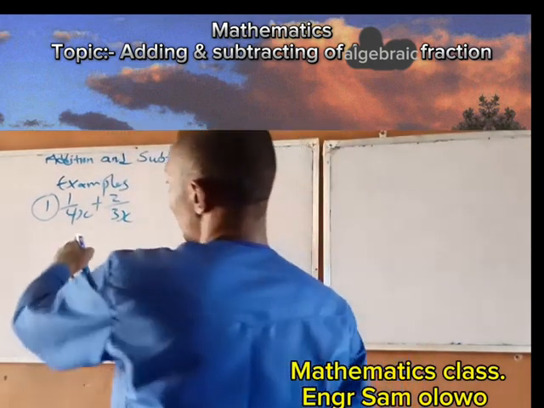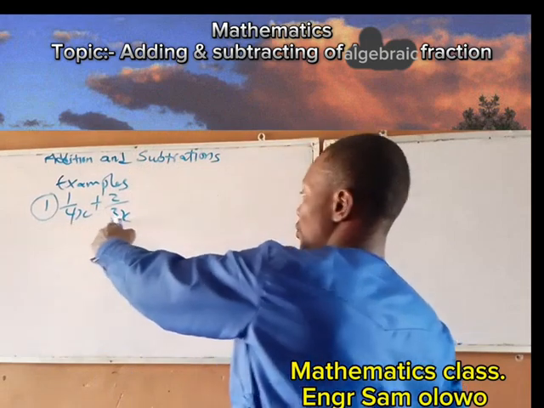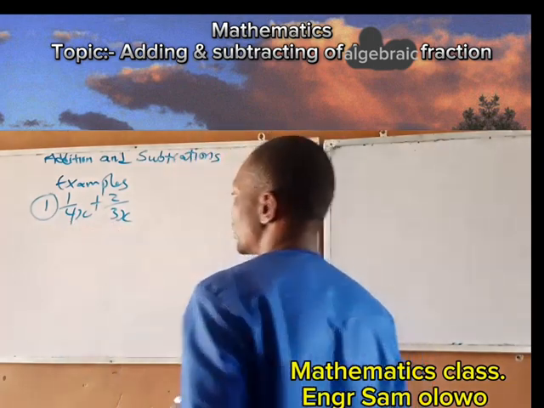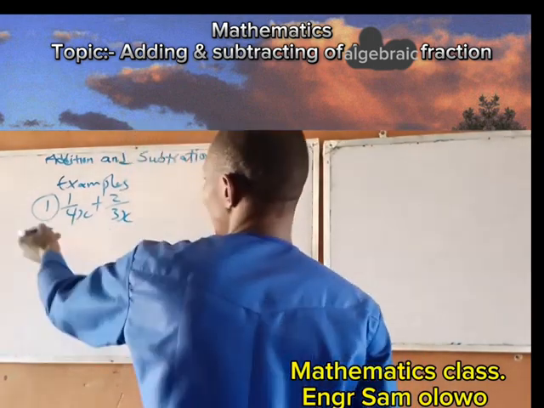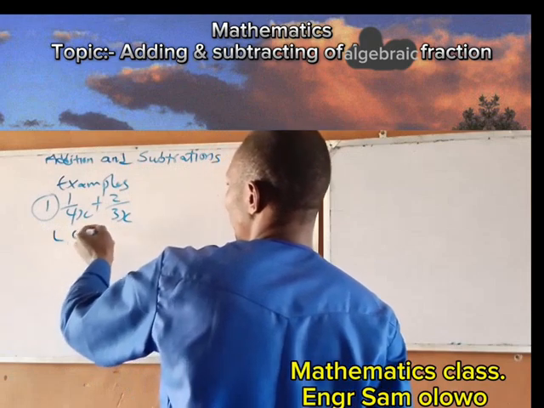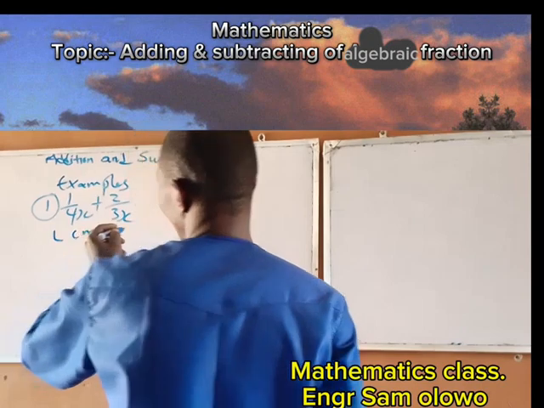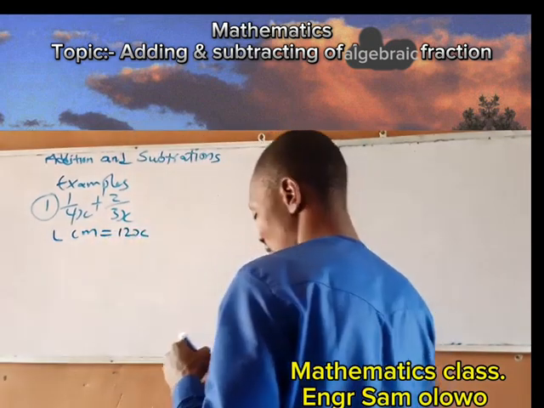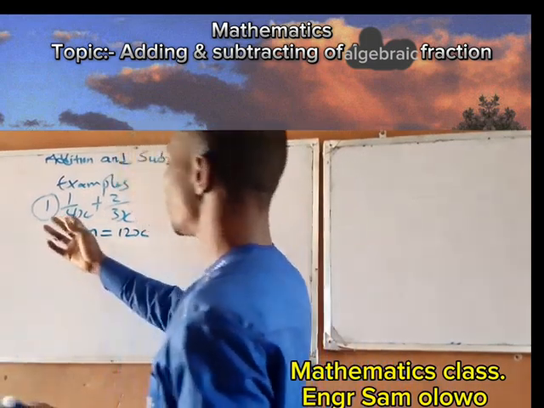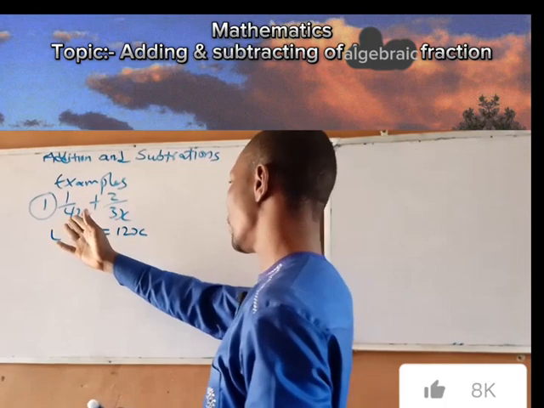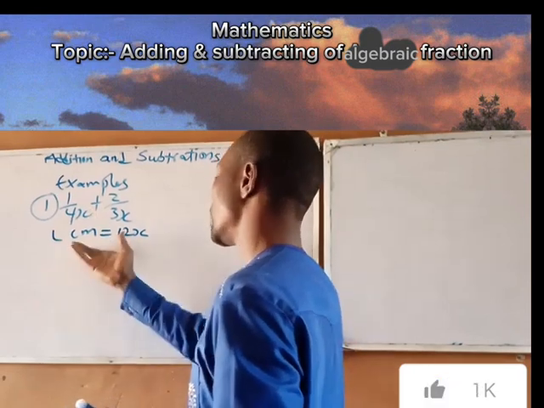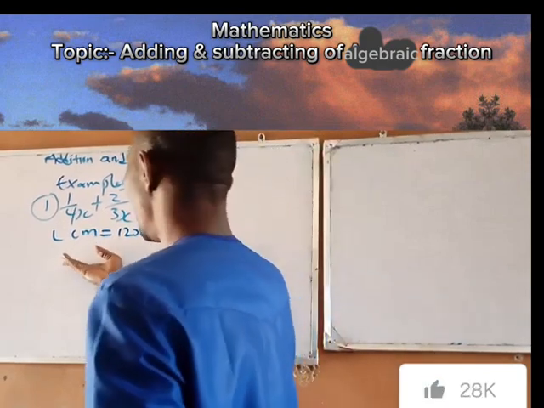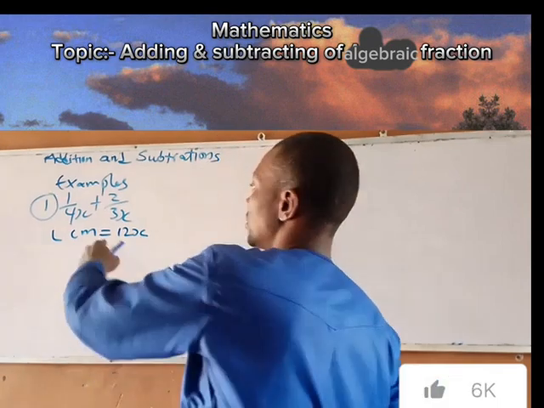So the first thing to consider is to look at the numbers at the denominator, which is 4x and 3x. So the LCM of 4x and 3x is equal to 12x. If time permits, or if there's a need for us to make a video to look for the LCM of questions like this, I'm going to show you in our next video if there's a need for that.